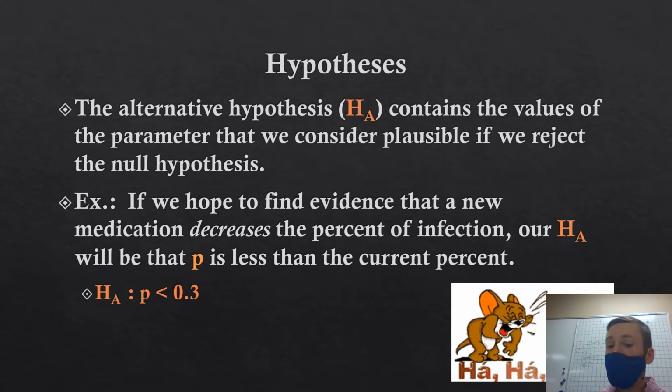So again, we're starting with the claim that P is equal to 0.3, but we also want to know if there's evidence that that is not true, what values could P take on? And we're saying here P would be less than 0.3 or 30%.